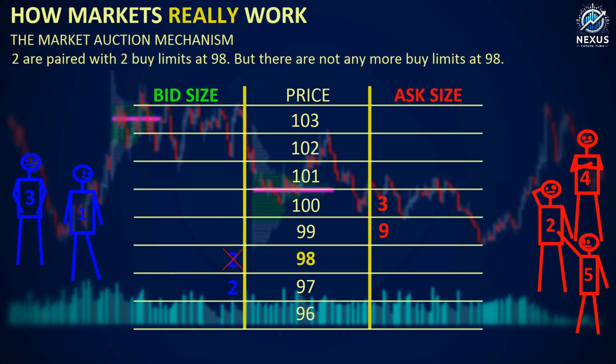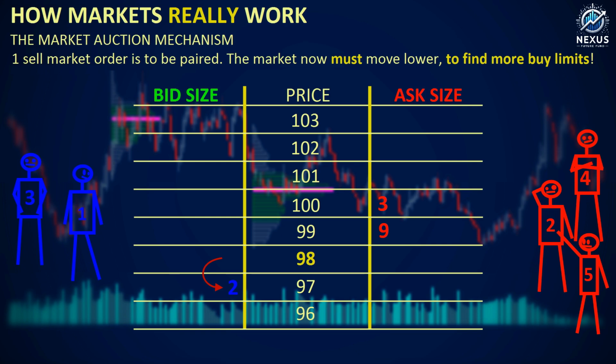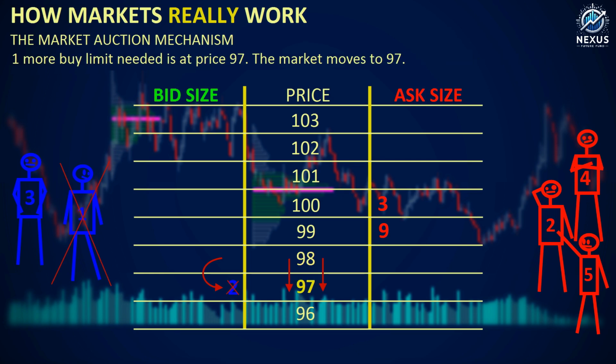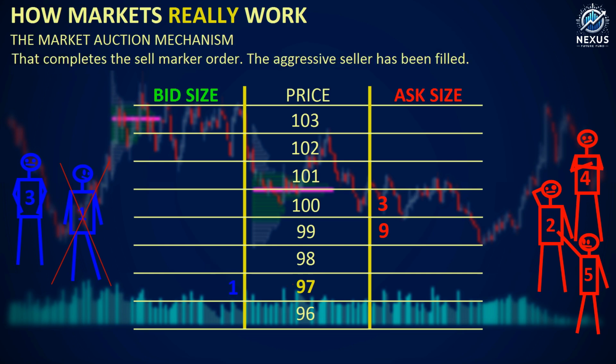So what happens? 2 sell market orders are paired with 2 buy limits at the price of 98, and this clears all the buy limits at 98. And then there are no buy limits left at this price. However, there's 1 more sell market order left to be paired. Since there are no buy limits left at the price of 98, the market now must move lower to find more buy limit orders. So it moves from 98 to 97. At 97, the 1 sell market order left is paired with a new buy limit. This completes the order of the aggressive seller to sell 3 contracts.